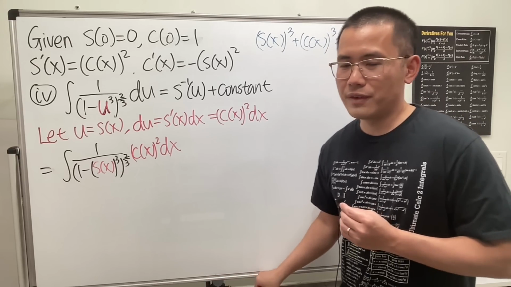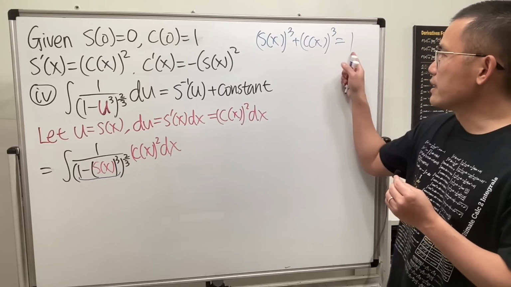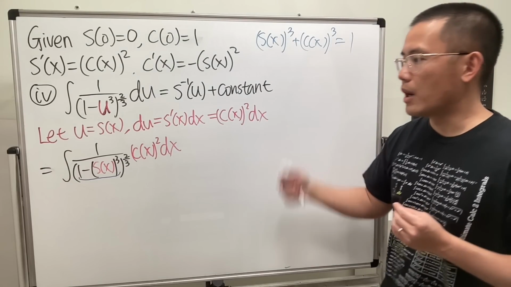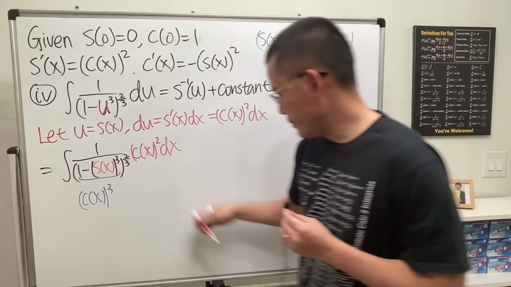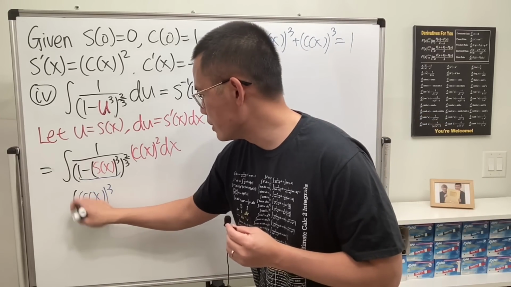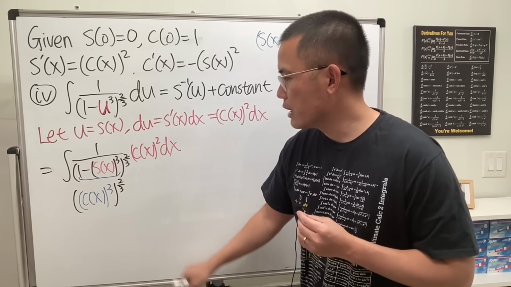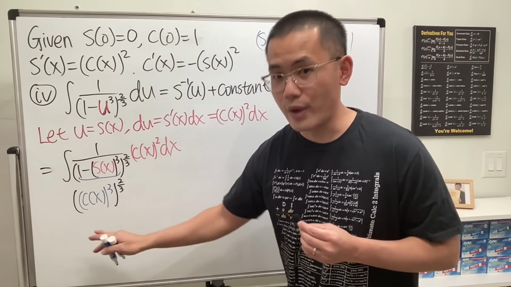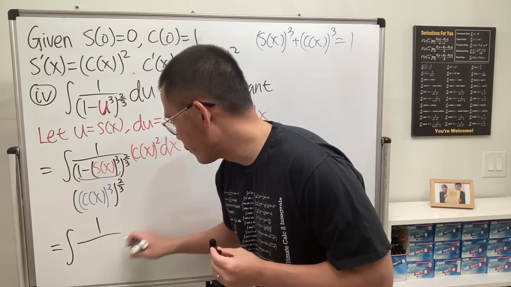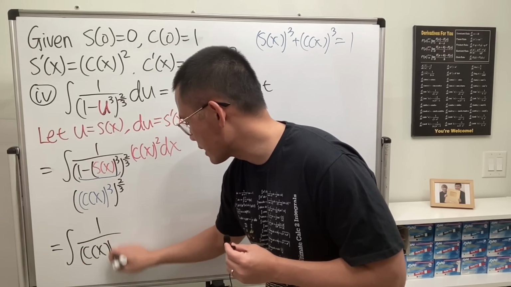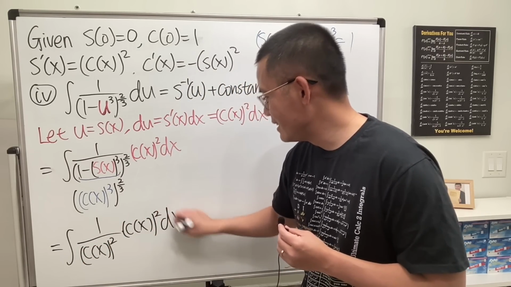Now, we can actually simplify this pretty nicely, because this inside here, if we put this to the other side, we'll just get c of x to the third power. So this is c of x to the third power in blue. And don't forget, we still have that raised to the third power. So of course, you can just multiply the powers. So in fact, we have c of x squared on the bottom. So this right here gives us the integral of 1 over c of x to the second power. But here we are multiplying by c of x to the second power dx.